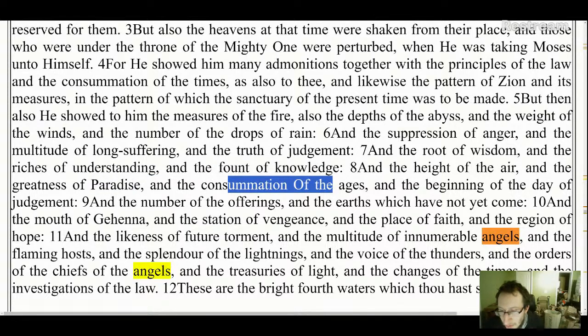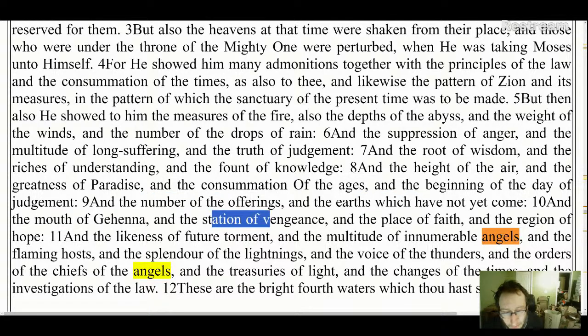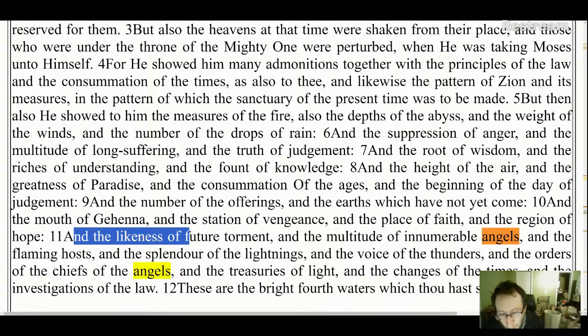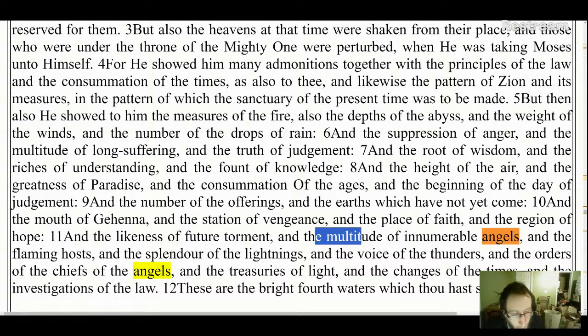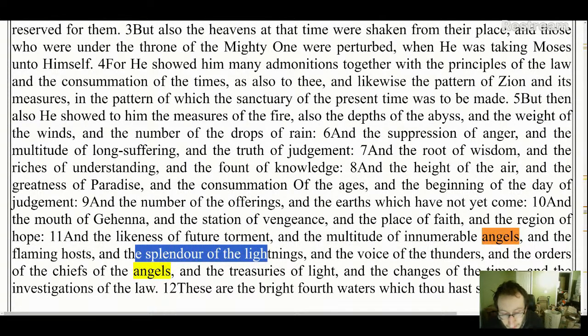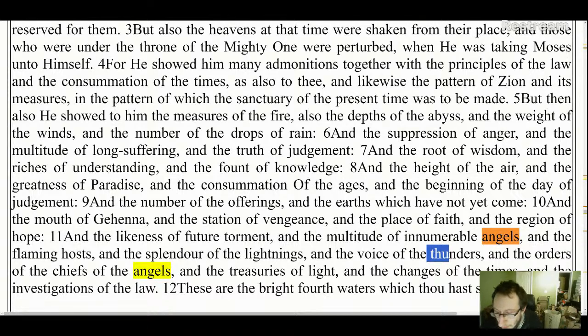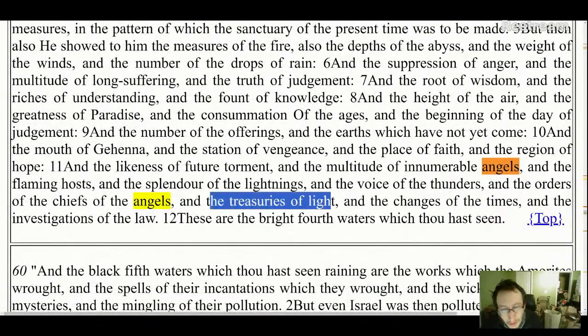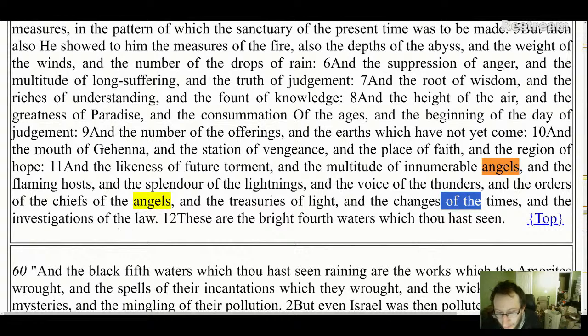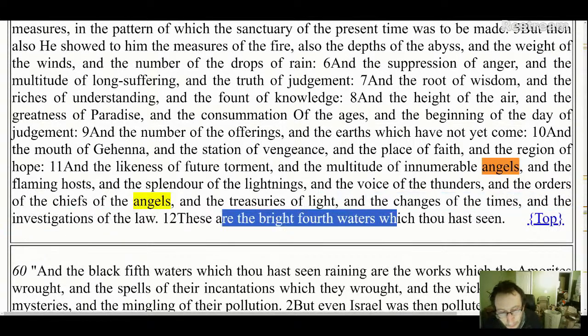the beginning of the day of judgment, and the number of the offerings, and the earths which have not yet come, and the mouth of Gehenna, and the station of vengeance, and the place of faith, and the region of hope, and the likeness of future torment, and the multitude of innumerable angels, and the flaming hosts, and the splendor of the lightnings, the voice of the thunders, the orders of the chiefs of the angels, and the treasuries of light, and the changes of the times, and the investigations of the law. These are the bright fourth waters which thou hast seen.